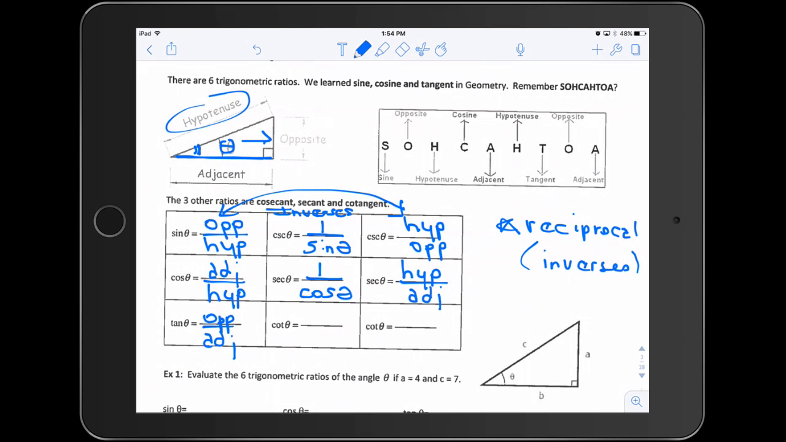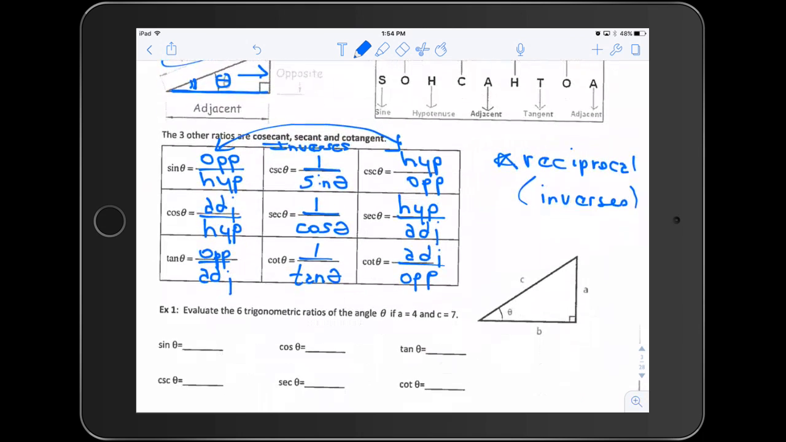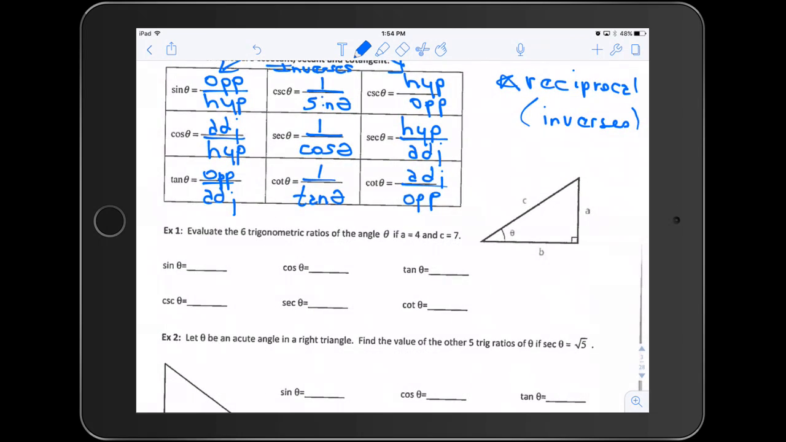Tangent, cotangent kind of sound similar, so those are a little bit easier. So this is going to be 1 over tangent of theta. And then to finish up that idea, this is adjacent over opposite. So these are really, really important, and you will know them by heart, and you will continue to use these into pre-calculus, all the way into calculus and beyond. So important ideas. So let me just show you how these work.